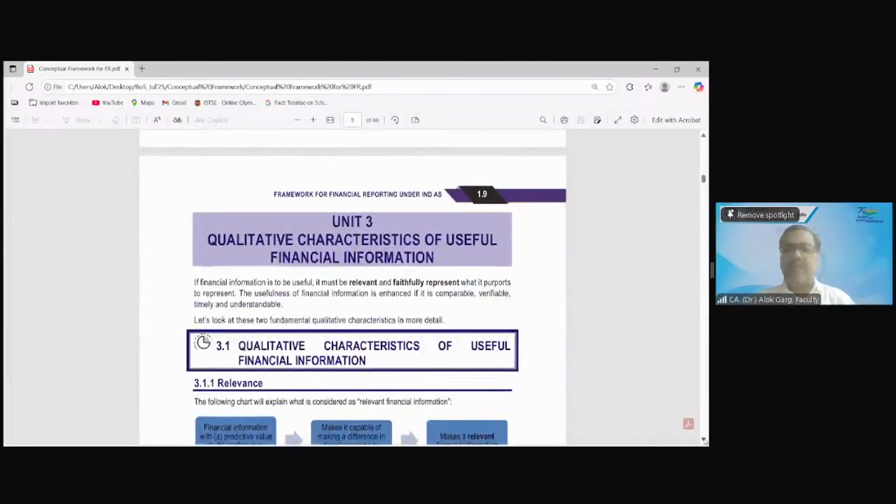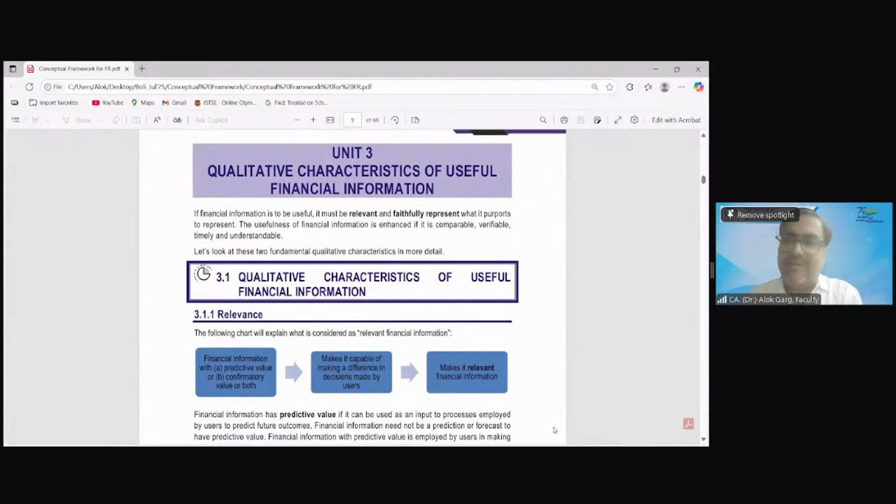Now, a very, very important aspect of this entire framework of financial reporting: qualitative characteristics of useful financial information. Friends, any doubt up to this level? So we have read the objective of general purpose financial reports, and we found that the objective is to provide meaningful, useful information to investor, lender, and creditor. It provides you the financial position, financial performance, and liquidity performance about the elements of the financial statement: asset, liability, equity, income, and expense. Okay.